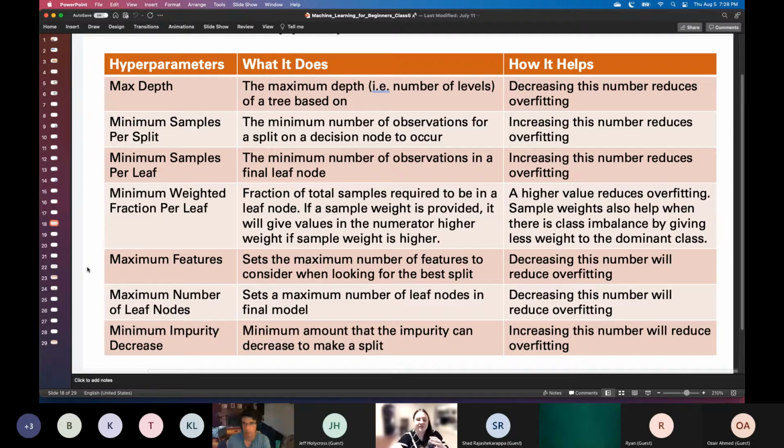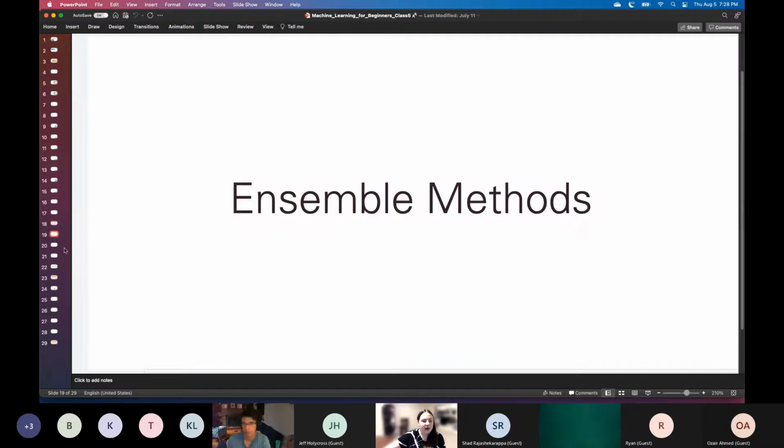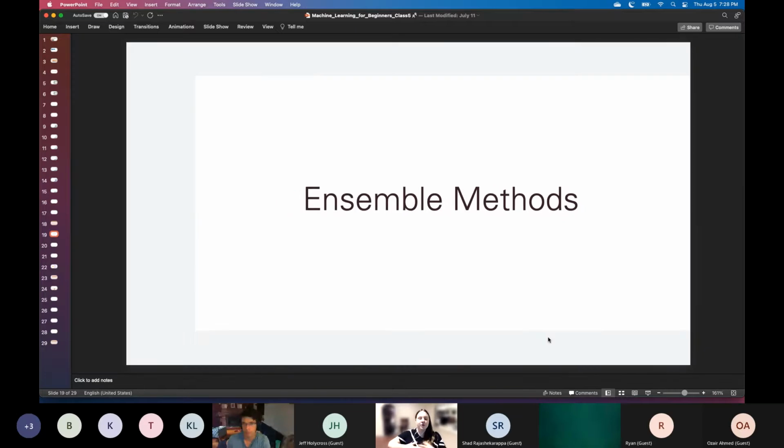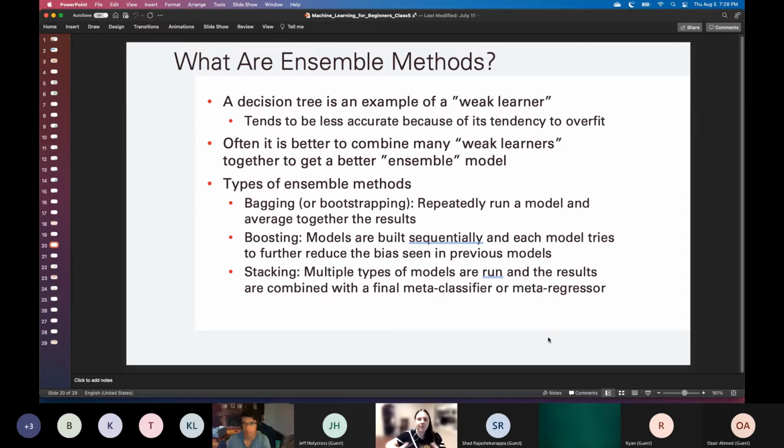So we're talking about decision trees, but we're also talking about random forest and gradient boosted trees. So I'm gonna zoom back out. Gradient boosted trees and random forests are examples of ensemble models. So ensemble models are taking those decision trees that we just talked about. They're called weak learners because in general, the models tend to overfit.